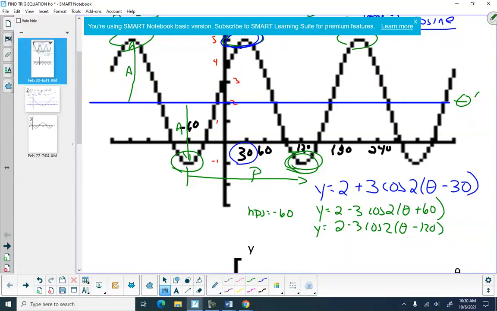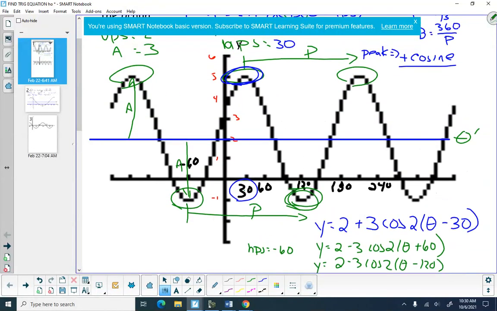Suppose you went to this peak over here. This is at 210 degrees. And you wrote this as theta minus 210 degrees. That is a correct solution also. Because I'm at a peak or a valley. If I started on the prime axis, then it would be a sine curve. Since I'm at a peak or valley, it's going to be a cosine curve.